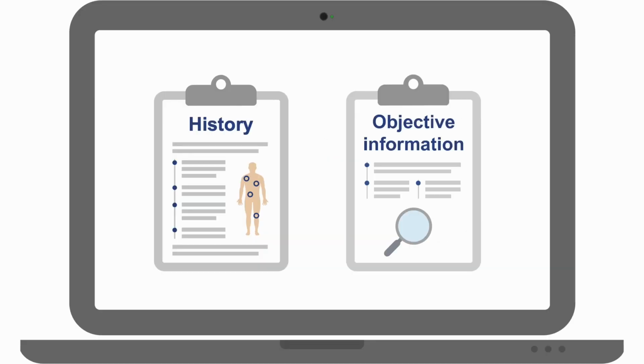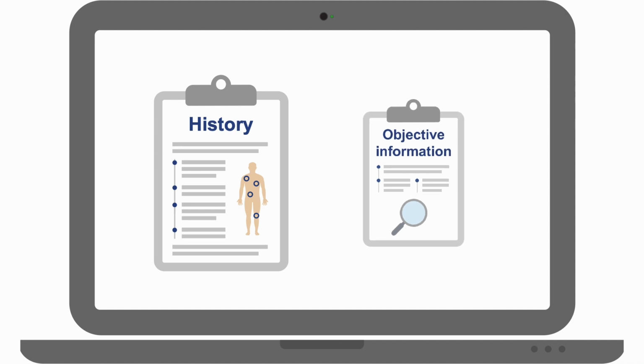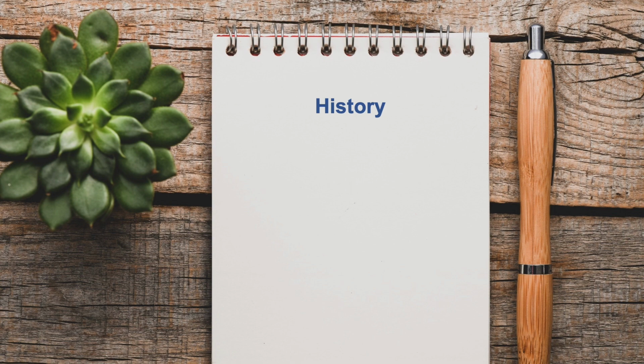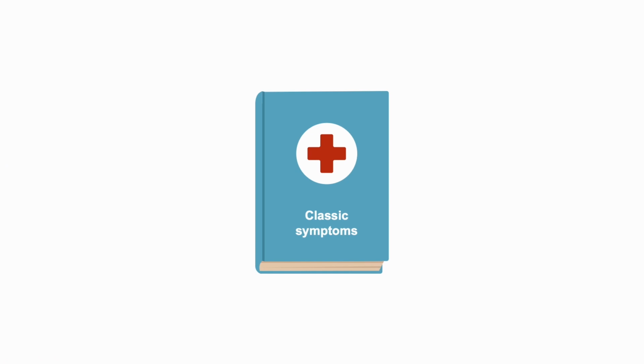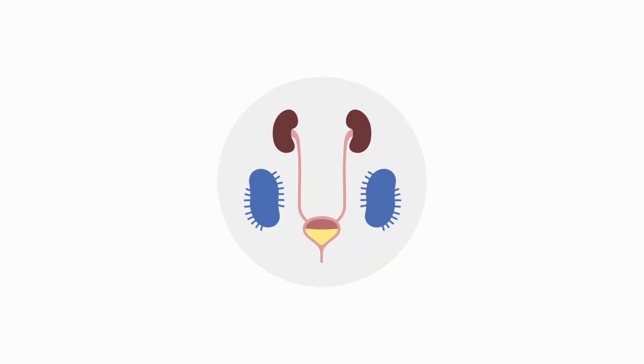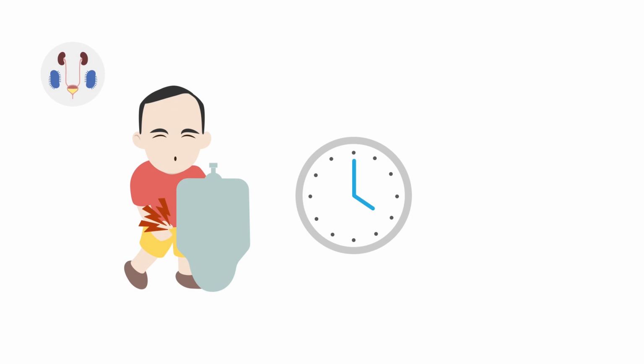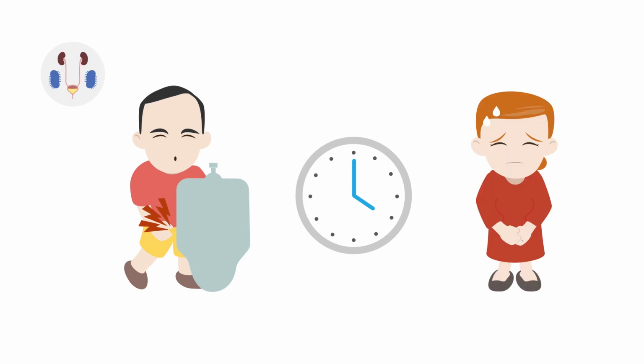Since objective information can be limited in a virtual encounter, the history becomes even more important in telemedicine than it already is in traditional in-person care. When taking a history in a virtual visit, you need to focus on a few items. First, how classic are the patient's symptoms for the diagnosis you have in mind? If a patient has classic symptoms of a urinary tract infection or UTI, pain with urination coupled with urinary frequency and urgency, you can feel more confident in a history-based diagnosis.